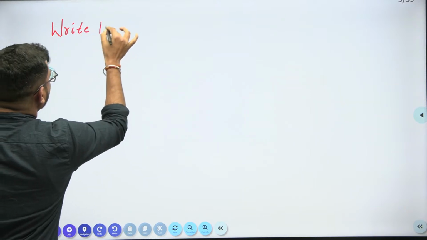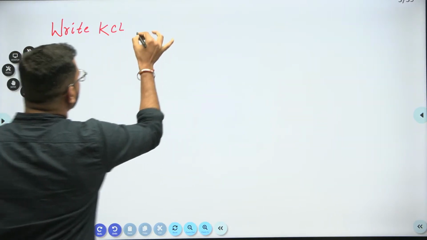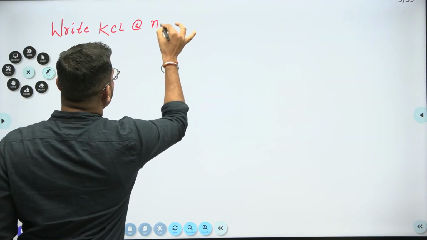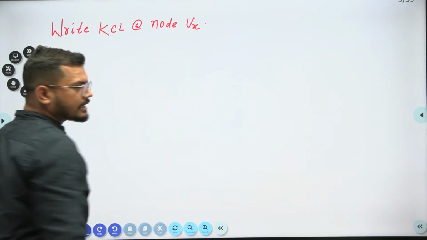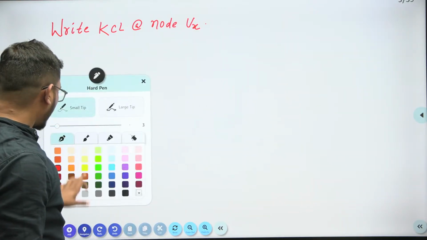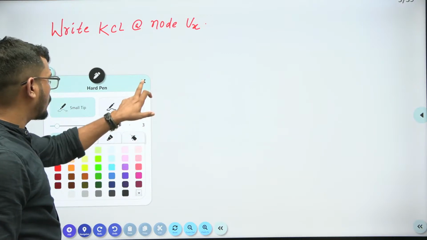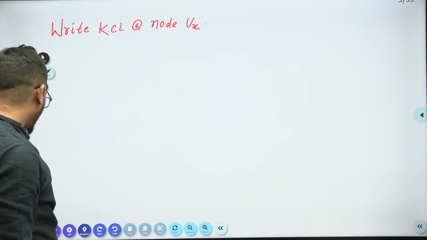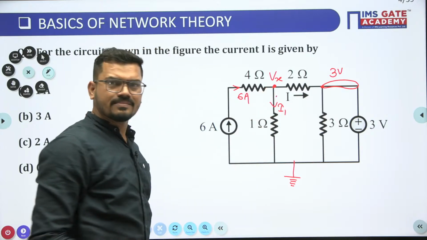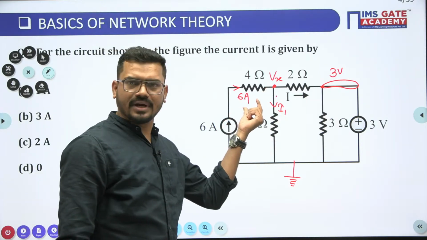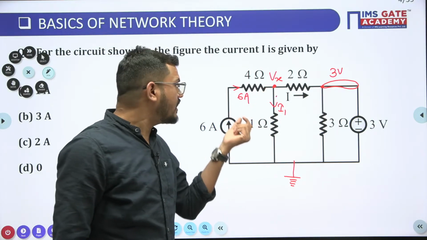KCL at node Vx. Is it clear? So what will be the value of KCL at the Vx? The incoming current is how much, guys? Incoming current is 6 ampere.